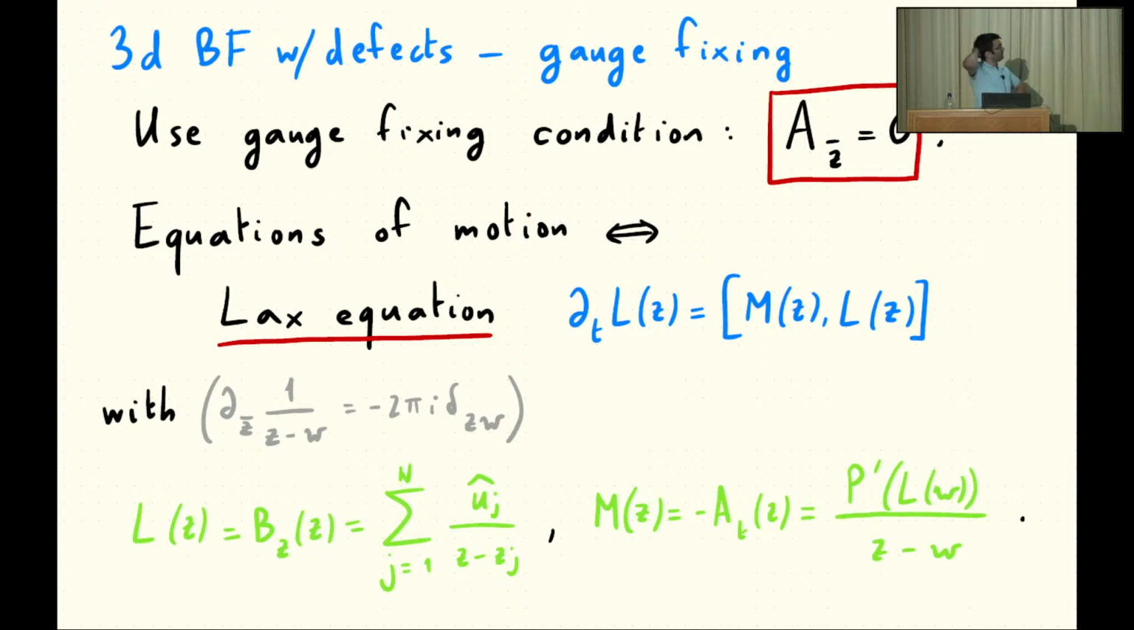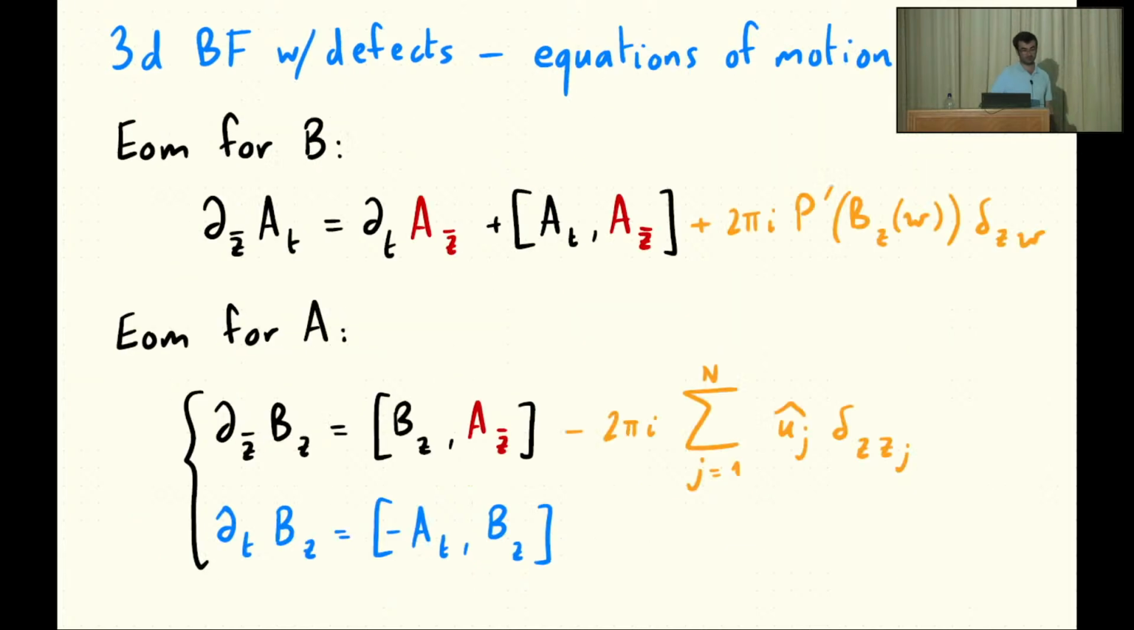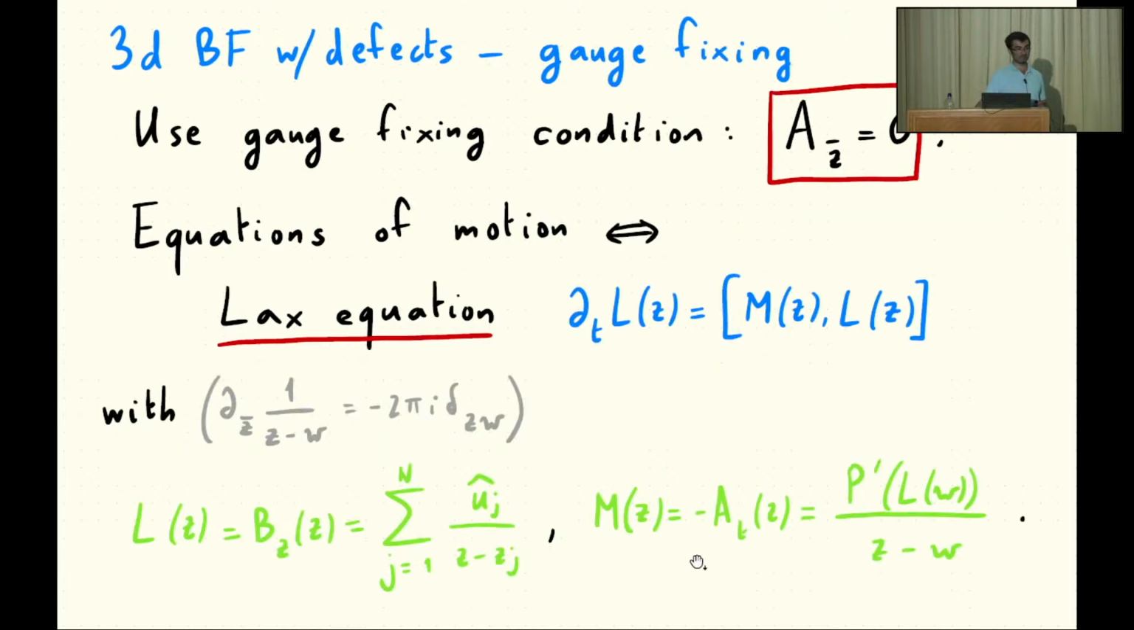So to really complete the story, we have to now perform a Hamiltonian analysis of 3D BF theory and show that the Poisson brackets of the gauge field, yeah. Exactly. So AZ is gone. AZ bar I've set to 0 as well. So all that's left is AT and BZ, and these are the Lax pair of the Godin model.